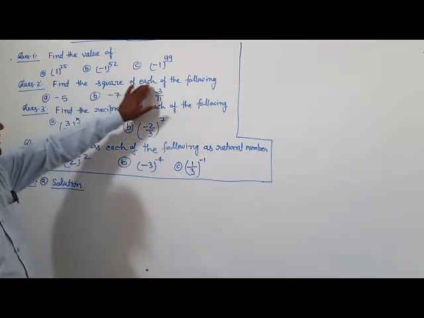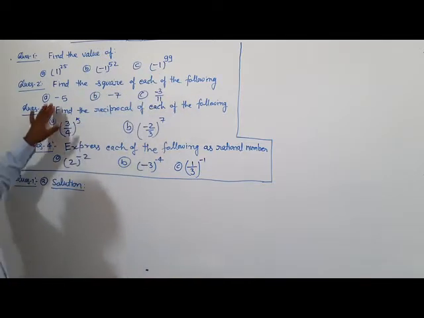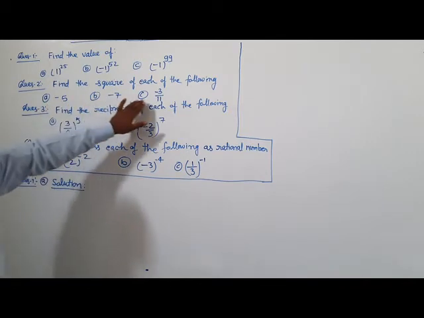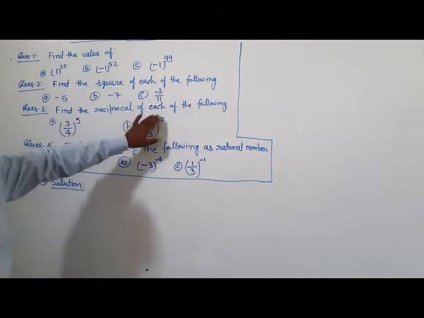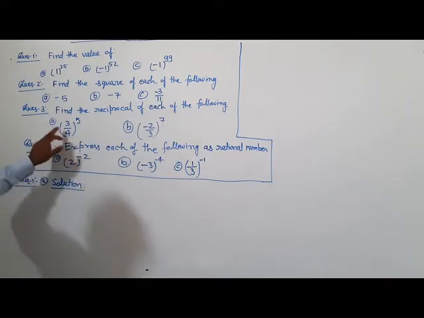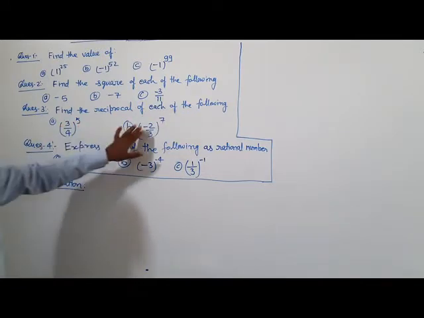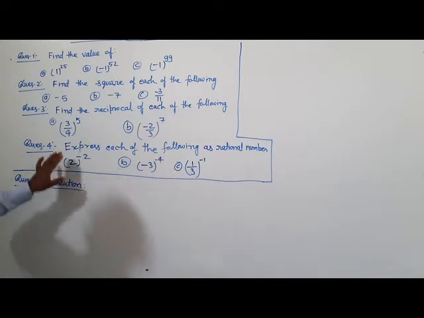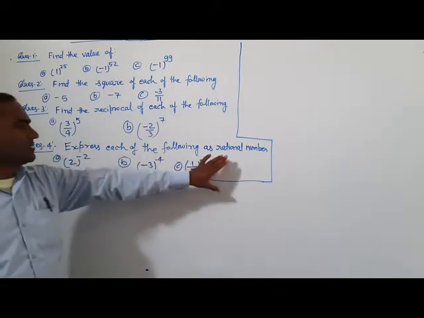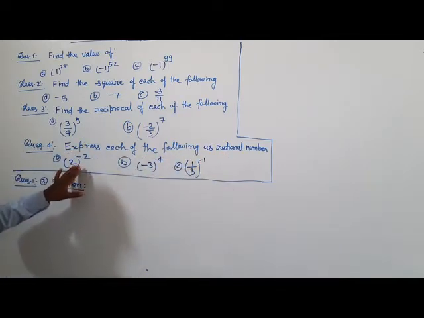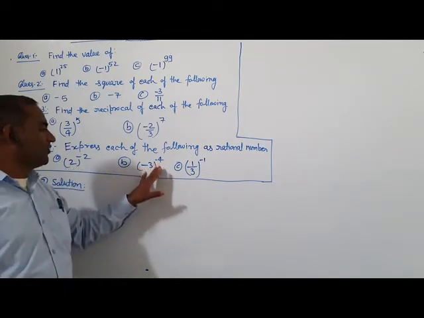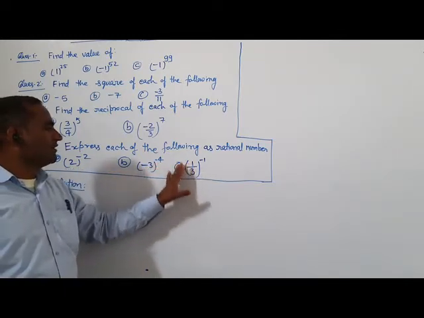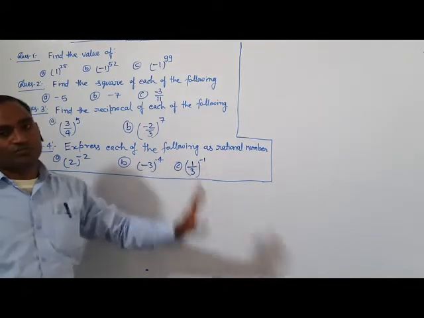Find the square of each of the following: (a) -5, (b) -7, (c) -3 by 11. Find the reciprocal of each of the following: (3 by 4) raised to the power 5, (-2 by 3) raised to the power 7. Express each of the following as a rational number: (-2) raised to the power -2, (-3) raised to the power -4, (1 by 3), 4 raised to the power -1.